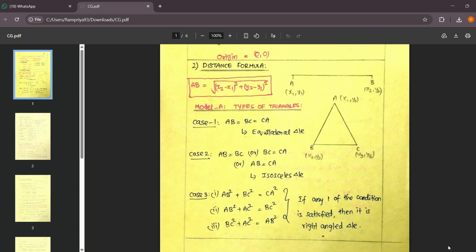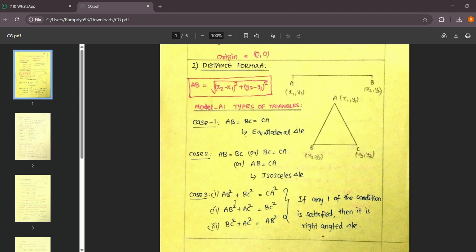And then case 3 is right angle triangle, by using the Pythagoras theorem. So AB square plus BC square equal to CA square. You have to find the distances AB, BC, CA, and then check for the largest value. That largest value has to be the hypotenuse. Before checking for the largest value, find the distances AB, BC, and CA, and then square them so that the root goes away.